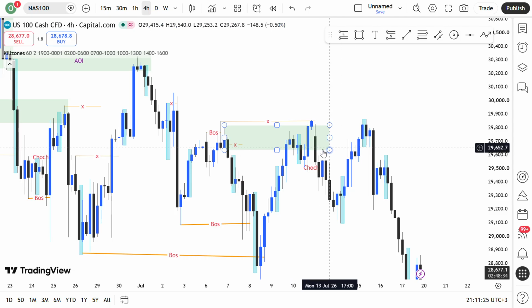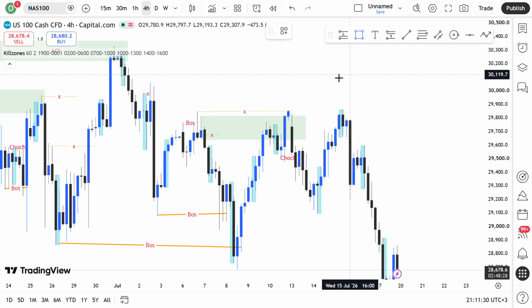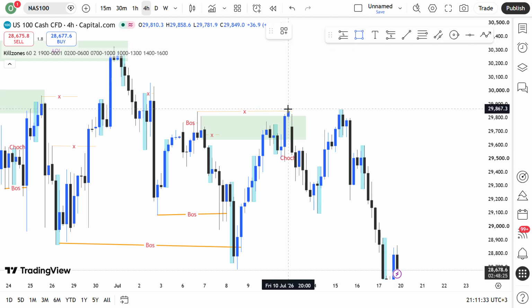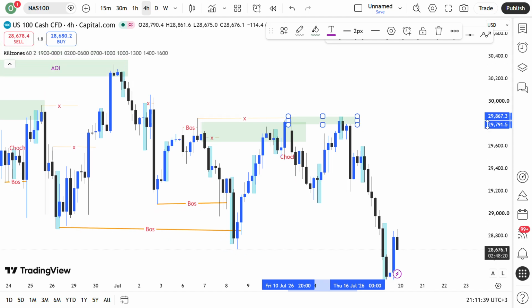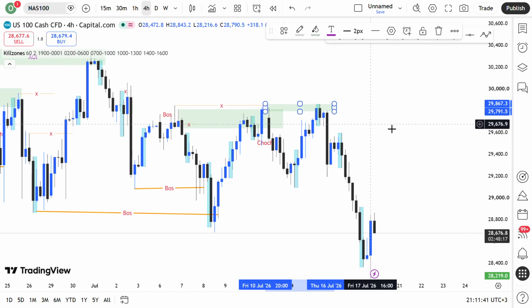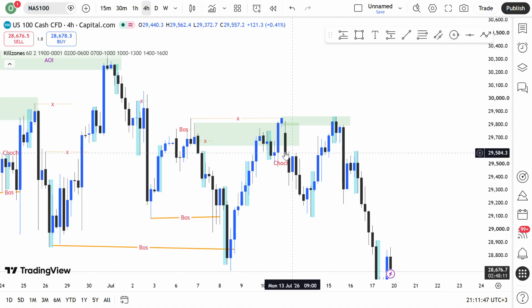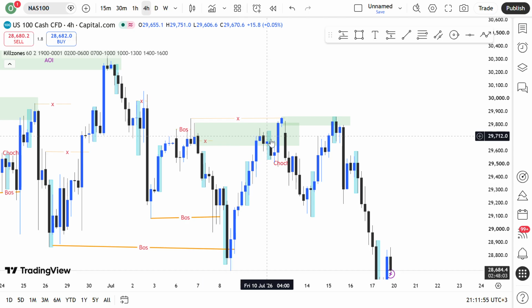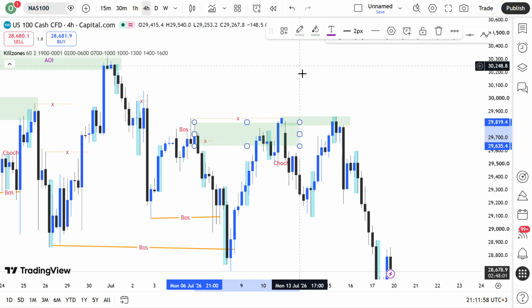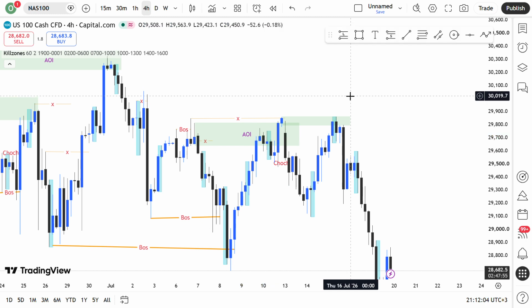I managed to be very patient, and now I waited for this order block to be mitigated. That caused the change of character inside our area of interest. So this order block was more powerful, and I waited for it to be mitigated before entering my trade. Remember, this order block was very powerful, the one we were more concentrated on.